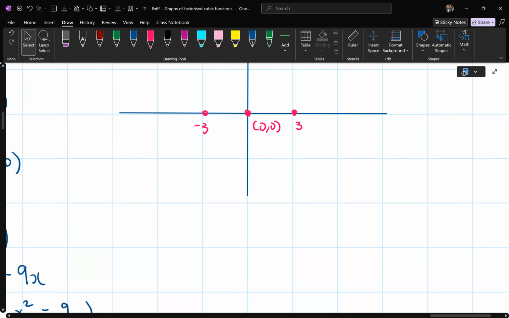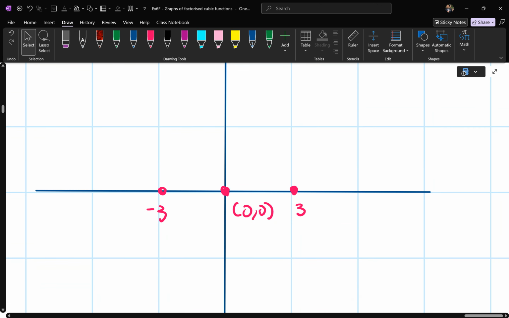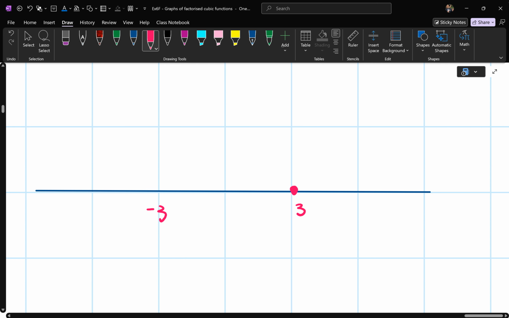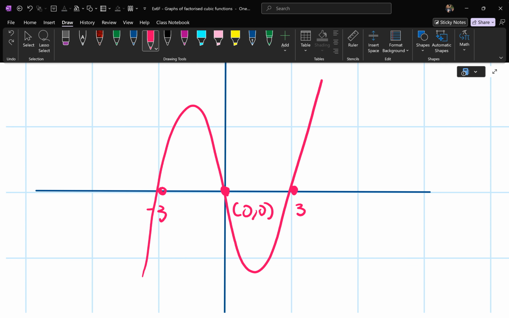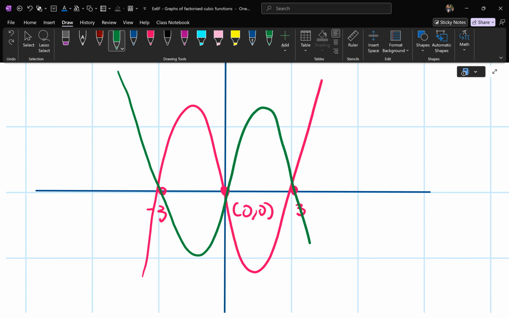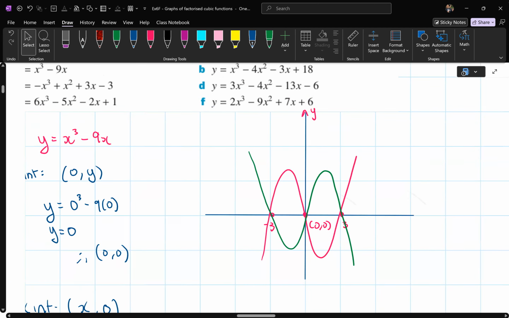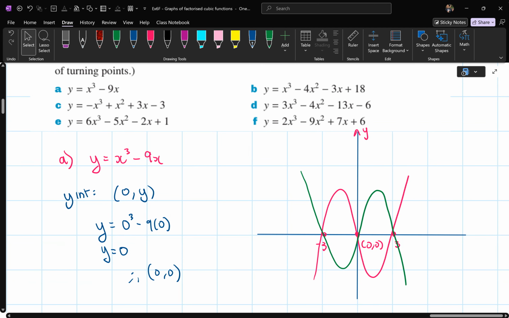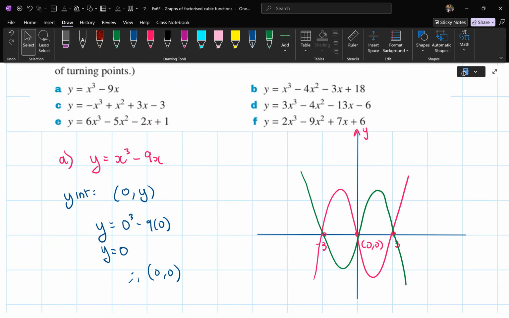Now here's the question. Does the graph go up, down, and across? Whoops. So does it look like that? Because it crosses through 3. Or does it look like that? Because it crosses through 3 as well. Now obviously I taught you a way to read the equation so we know which one it should be. Now let's read the equation again. Positive x cubed, so which one should it be? The pink one or the green one?